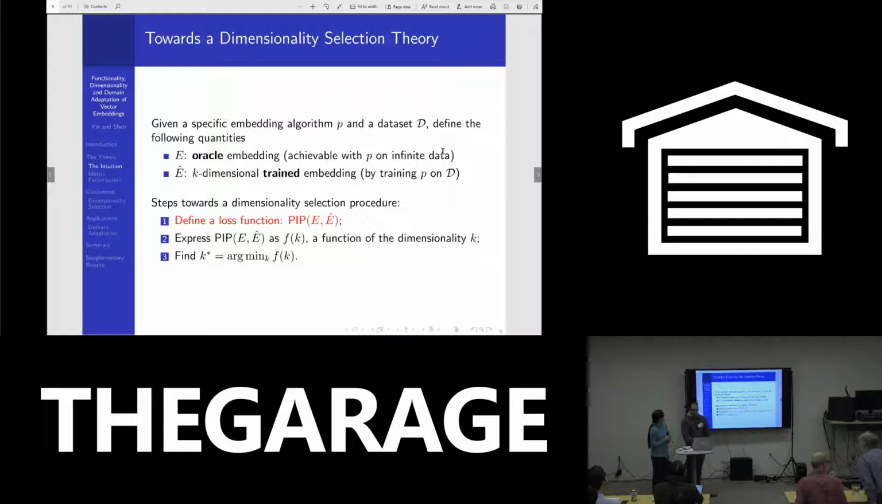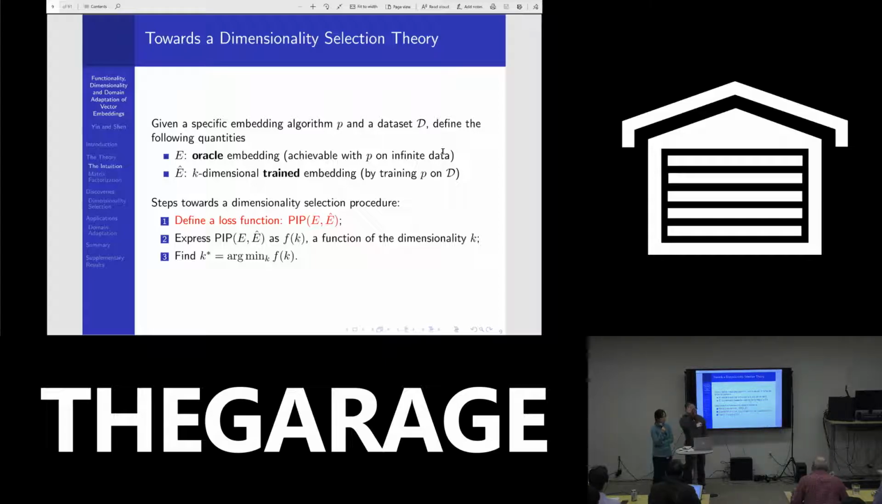All right, so I'm going to introduce how we select the dimensionality for many popular word embedding algorithms like GloVe, Word2Vec, or latent semantic analysis. Before going to that, I'm going to first introduce a little bit about the intuition of our framework.